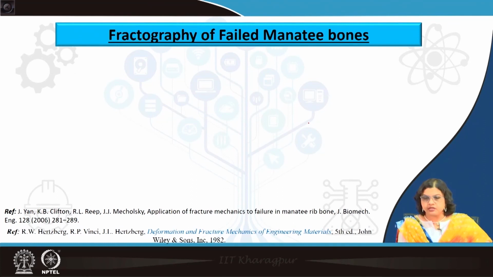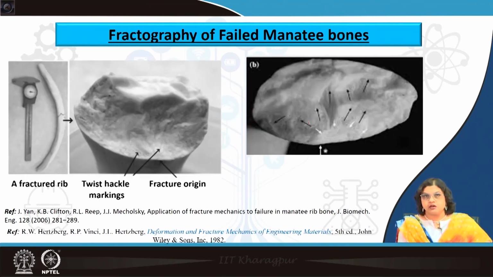So, these are some of the fractographies from the fractured rib bones, and from there itself we can figure out their fracture toughness values, because their bones are actually more compact compared to human bones, and they also have some pores in their bones, and that acts as the crack or the defects that lead to the fracture.